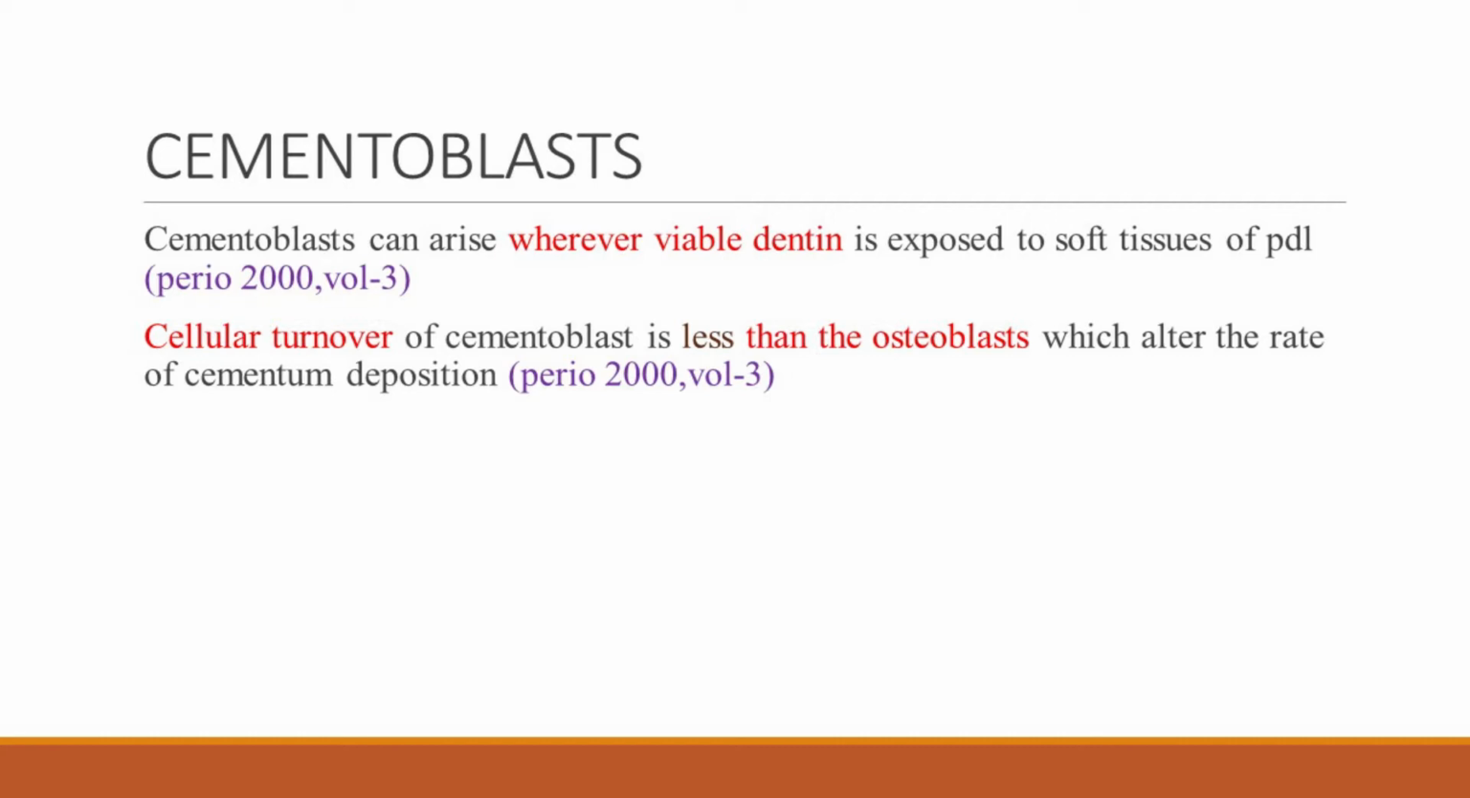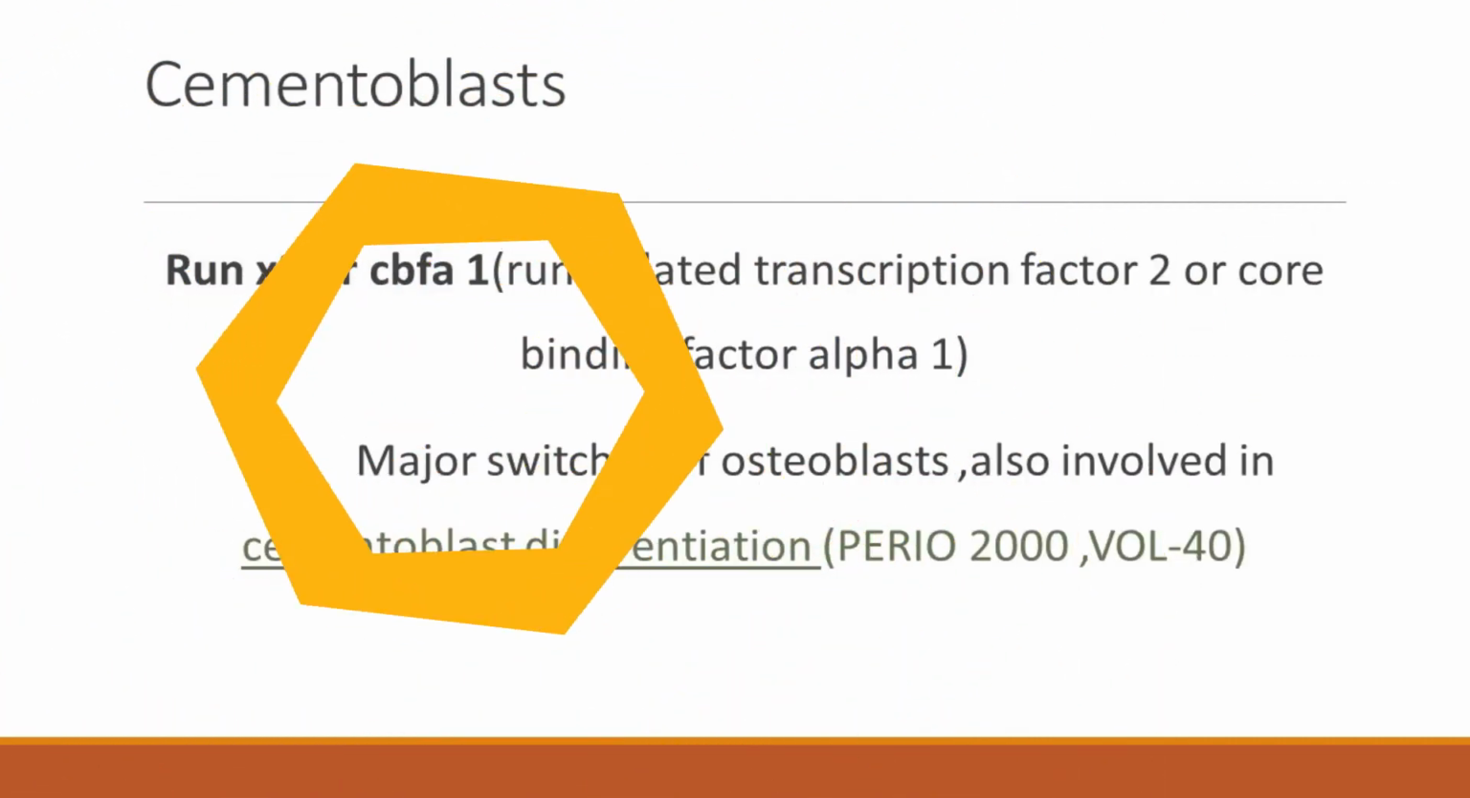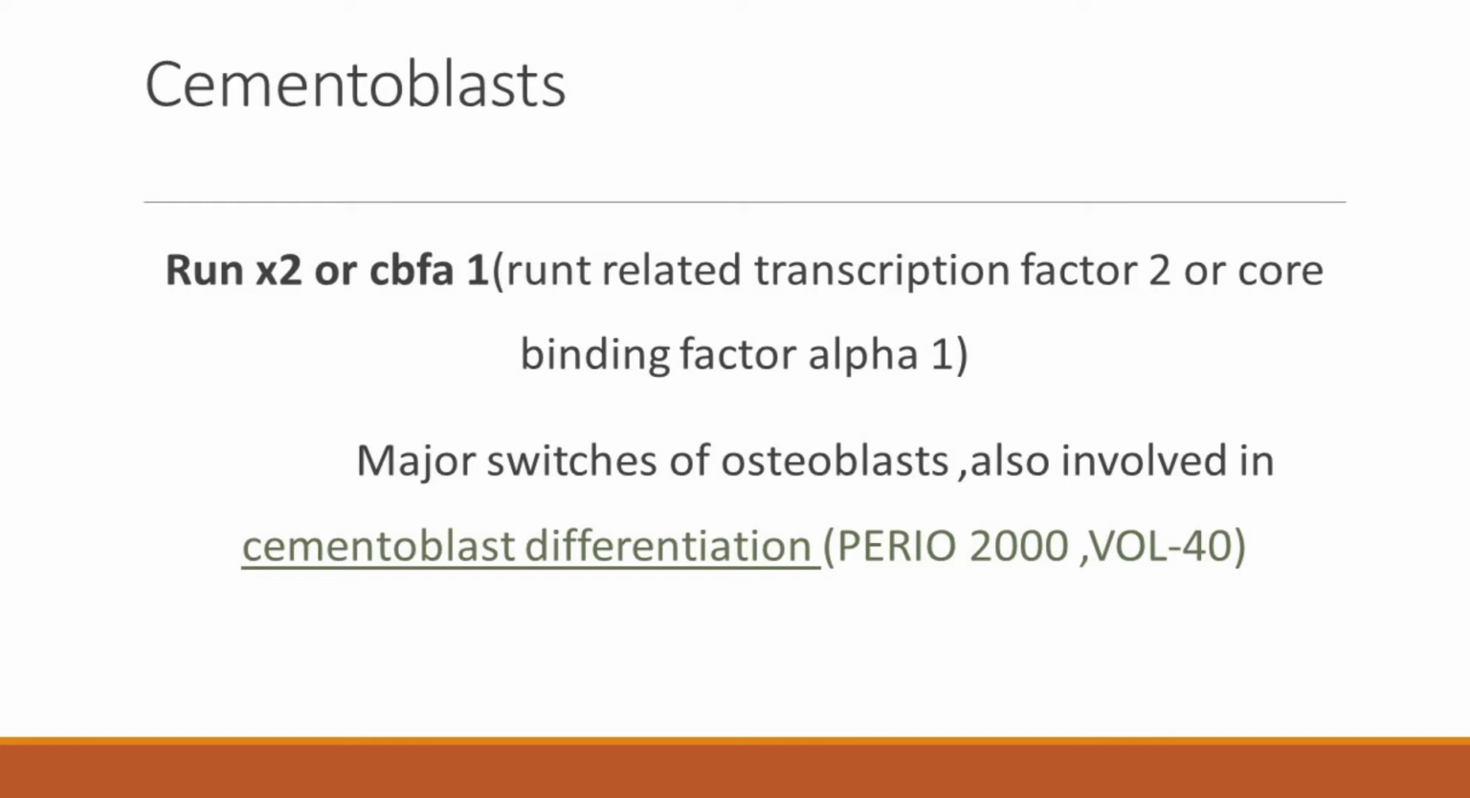The cellular turnover of the cementoblast is less than that of the osteoblast. The two major switches involved in osteoblast differentiation are also involved in cementoblast differentiation, which are RUNX2 and CBFA1.